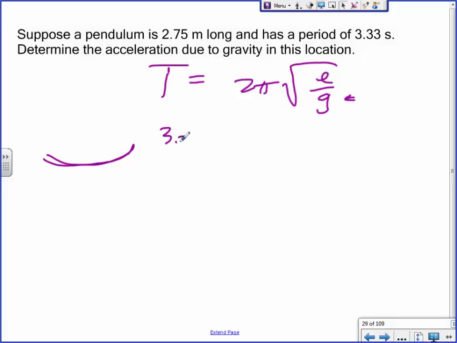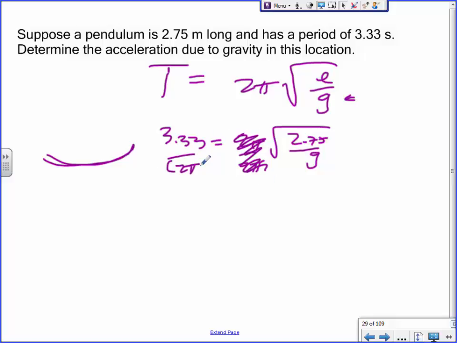So here's working backwards. 3.33 goes here, 2.75 goes here, and you're solving for gravity. Your biggest issue is really just not screwing up the algebra. So let's walk through what you need to do stepwise to get this by itself, because that is a bit more challenging. First bit, you should get rid of the 2 pi.